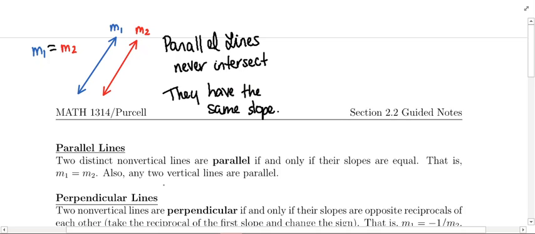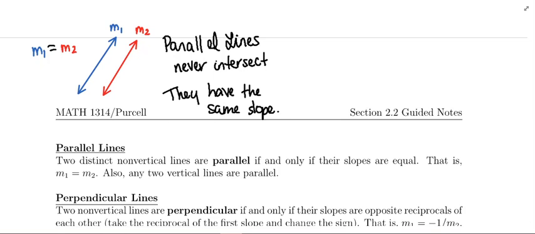All right, so that is basically what I have written under the description for parallel lines. It says two distinct non-vertical lines are parallel if and only if their slopes are equal. That is, m1 is equal to m2. Also, any two vertical lines are parallel.